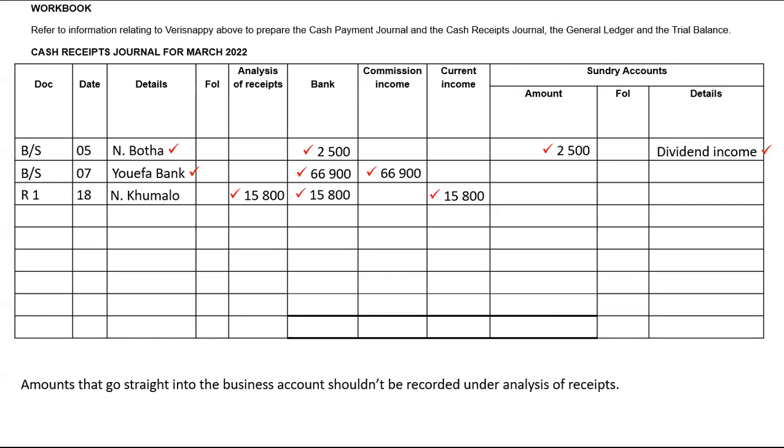We'll have BS. The date will be the 23rd from Nati Traders Bank, go straight under bank, and then it'll go under commission income.